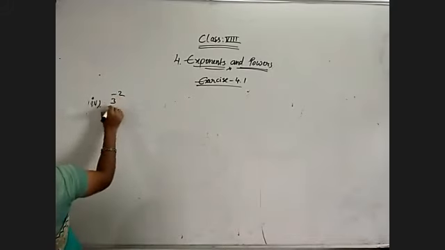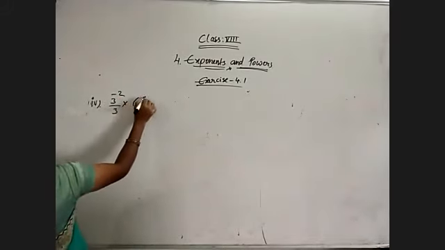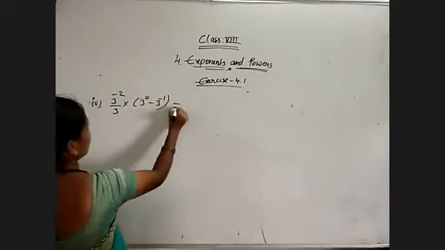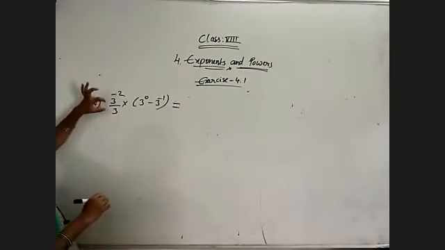3 power minus 2 by 3 into 3 power 0 minus 3 power minus 1 is equal to. So here, 3 power minus 2 by 3.